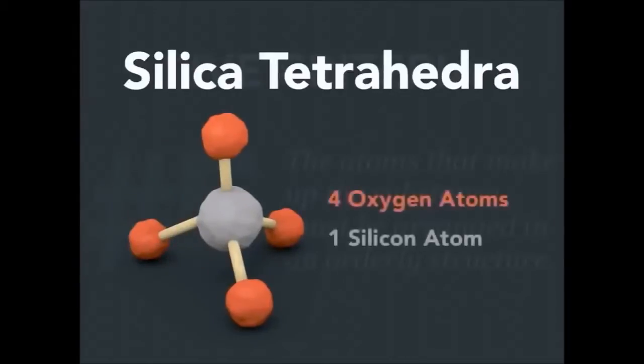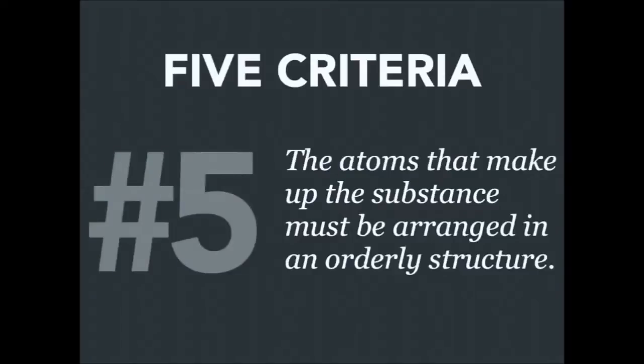It looks something like this model here, where the red balls of clay represent oxygen atoms and the gray is a silicon atom. And you can see they're bound together in this tetrahedra shape, and this becomes the most common building block of minerals on Earth. So that's what we mean when we say the atoms must be made up of a specific orderly structure. I'll give you another example of that in just a minute.